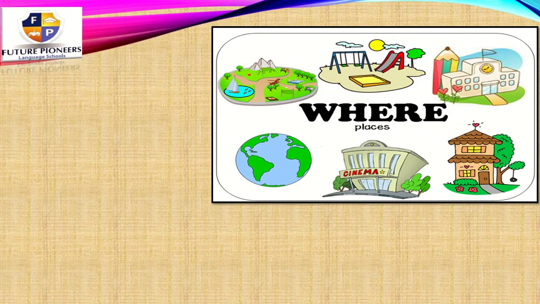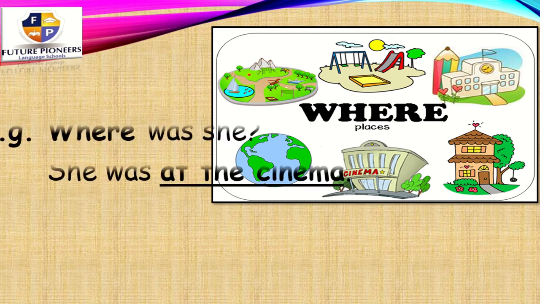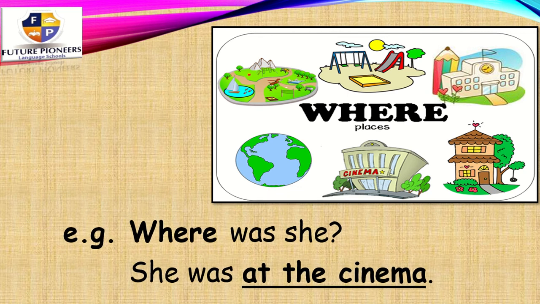But we have to know that we use where to ask about place. Like, where's my bag? I can say that it's in your room or it's on your bed. Or, where is your home? So I'm asking about place using where. Where was she? She was at the cinema. So the cinema is a place.